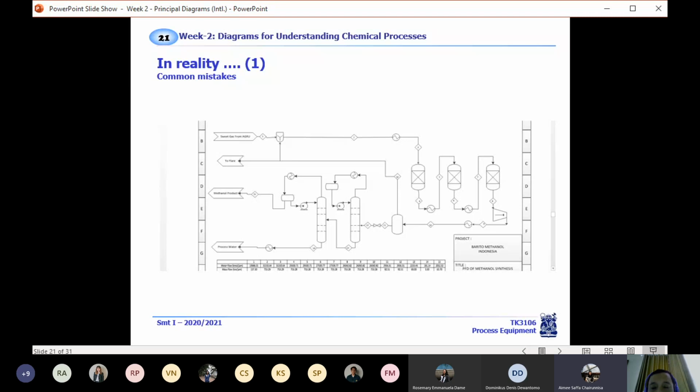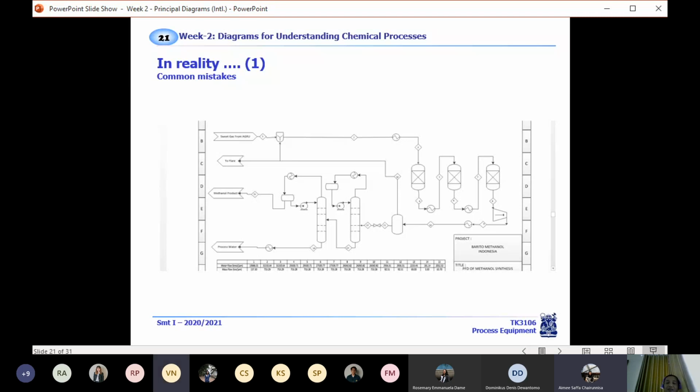Yes, sir. What should be the equipment used for this case? I don't know, but I think it's just the composition. Ah, you mean the table? The mistake is in the table? Not the table, sir, but the diagram. I don't know.